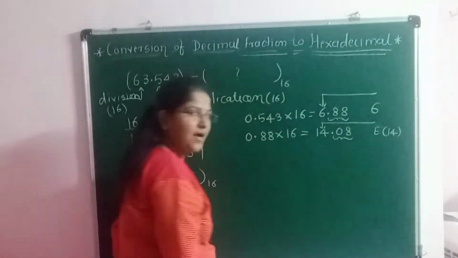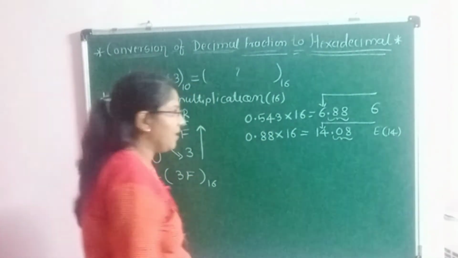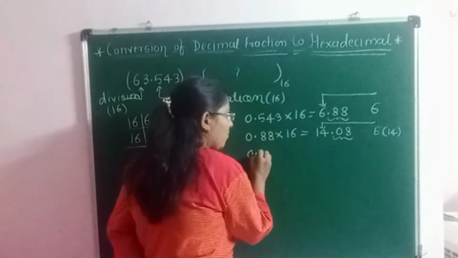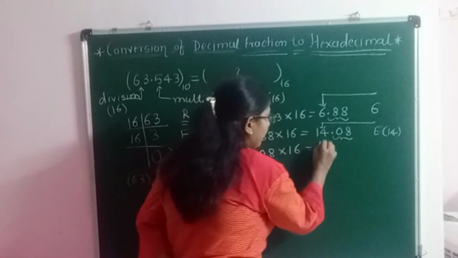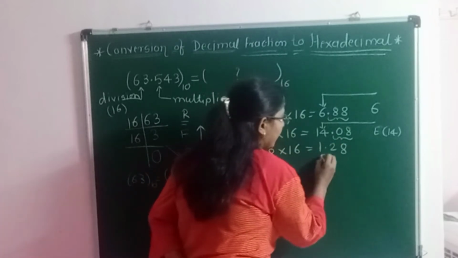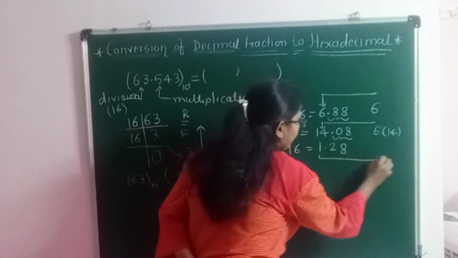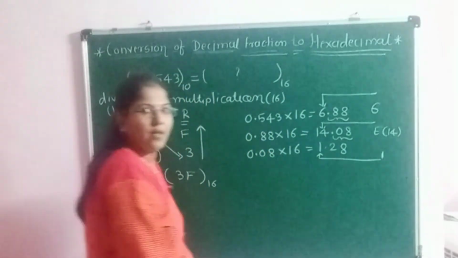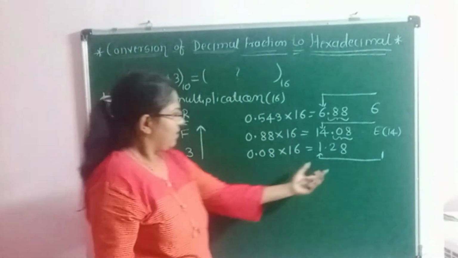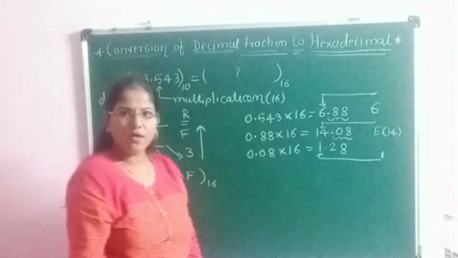Here also the fractional part is not 0. Okay. So write the fractional part 0.08 on the next line, multiply by 16. The result will be 1.28. Here the integer part is 1. So write here 1. Okay. Now see, here again the fractional part is not 0.